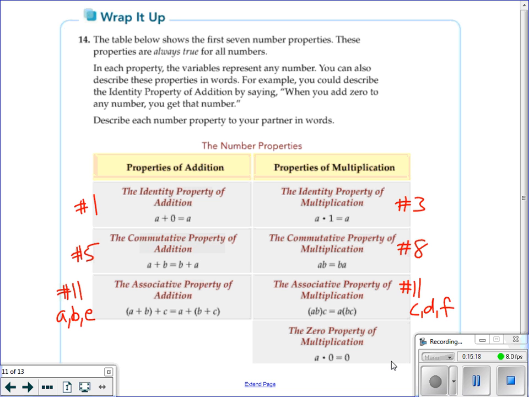And then the last one there, we didn't have examples about it, but it's a very easy one, and that's the zero property of multiplication. And that one just says, anytime you multiply by 0, you're going to get 0 for an answer. Does not matter what number it is, how small the number is, or how big the number is. When you multiply by 0, you're going to get 0 for an answer.